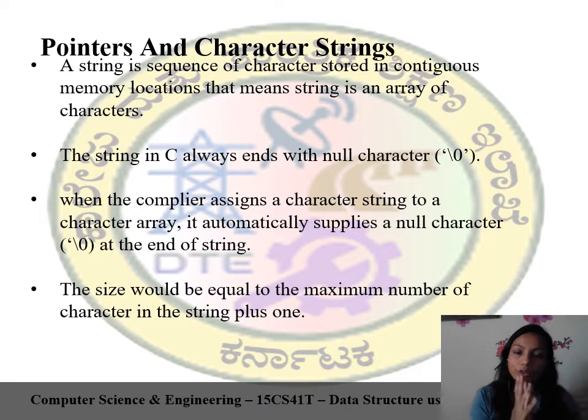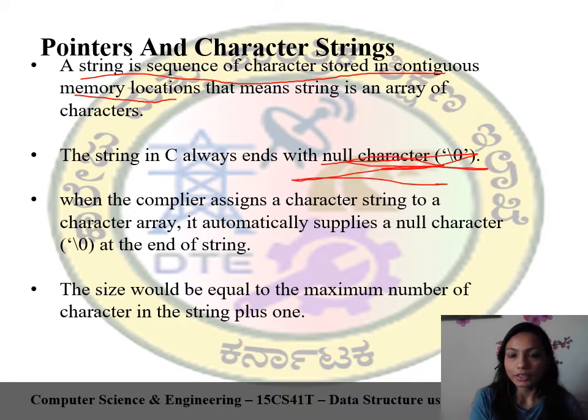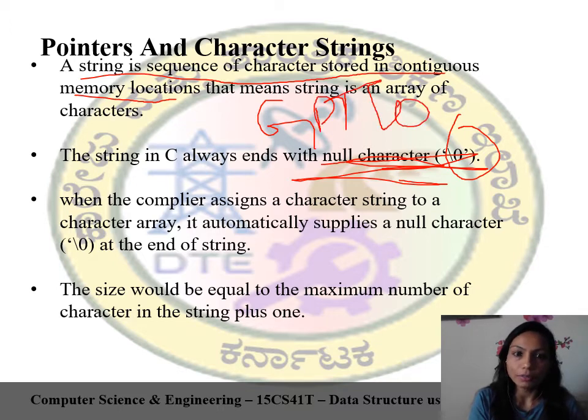So here is the first topic, pointers and character strings. As you know, a character means a single alphabet, and a string means a group of alphabets. A string is a sequence of characters stored in continuous memory locations. It should be stored in continuous memory locations. Also remember, a string in C always ends with a null character. This is your null character. Assume I have to store G, P, T. At the end a null character will be placed.